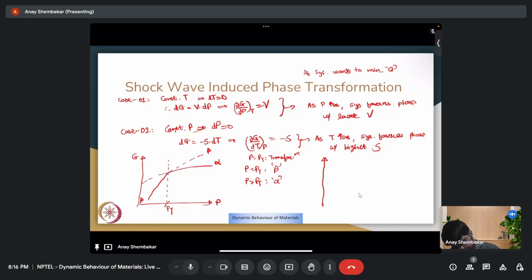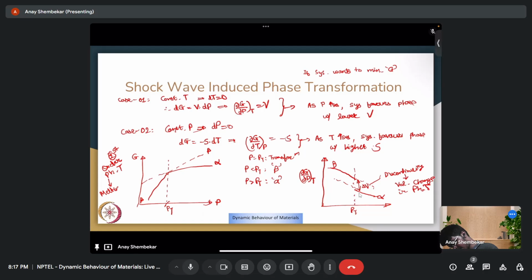Why this is so: if we go a level deeper and take the partial derivative of G with respect to P, isothermally, you have the beta phase, then the phase transformation, then you have alpha. There is a delta V, a discontinuity, which is the volume change at the phase transformation. This whole thing is called a first order phase transformation. Examples of the same could be melting and solidification.